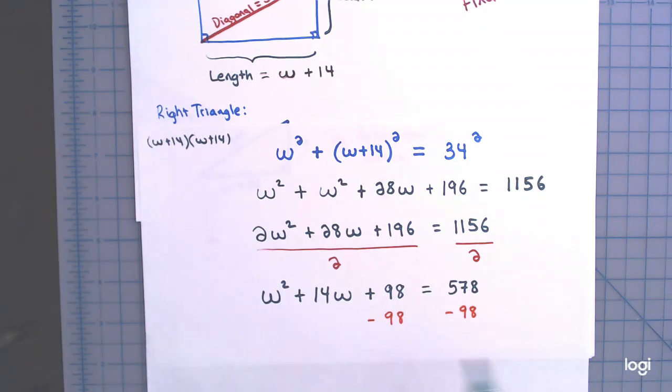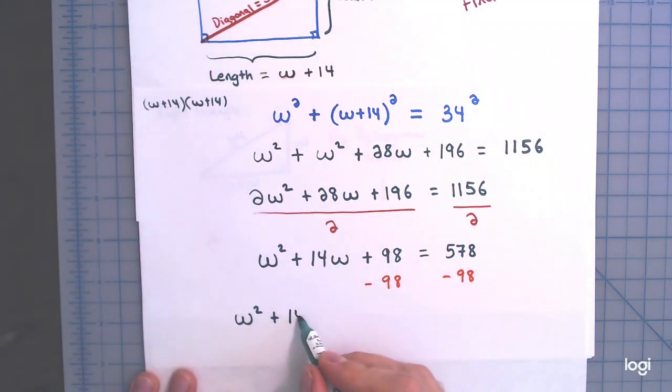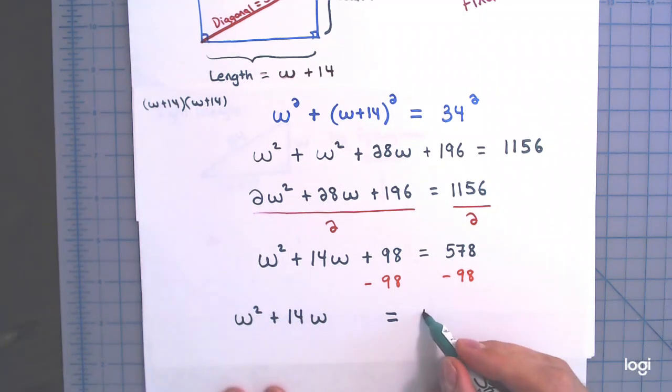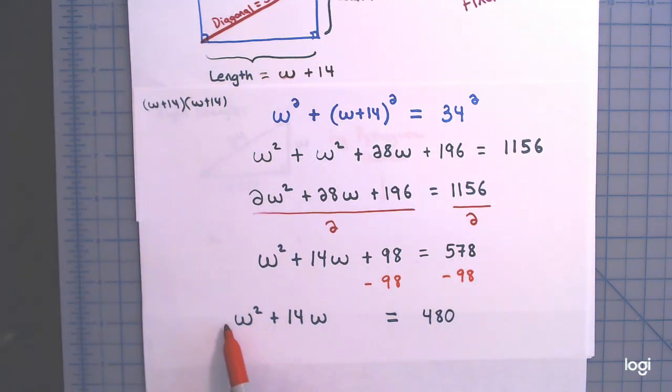Alright, so now I have on the left w squared plus 14w. Of course, leave a little space. I'm going to leave some space so I can complete the square. Equals, and then 578 minus 98 would be 480. Yeah, 480. Great.